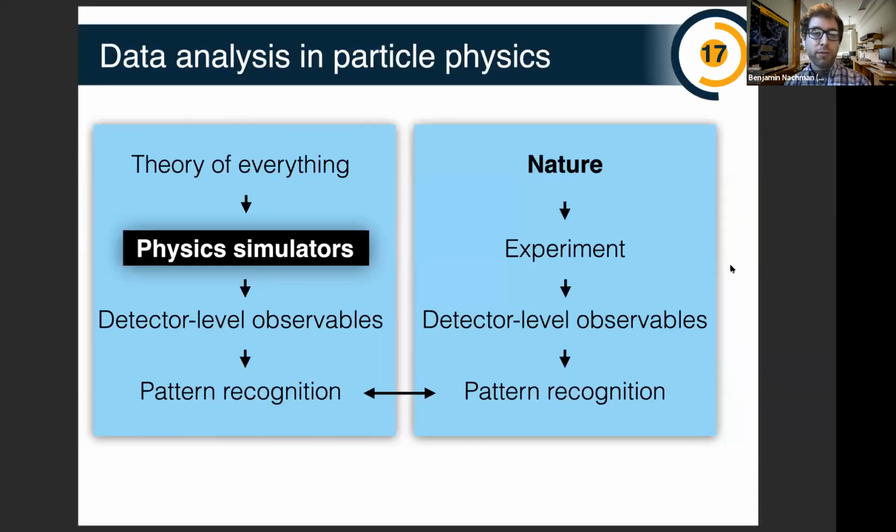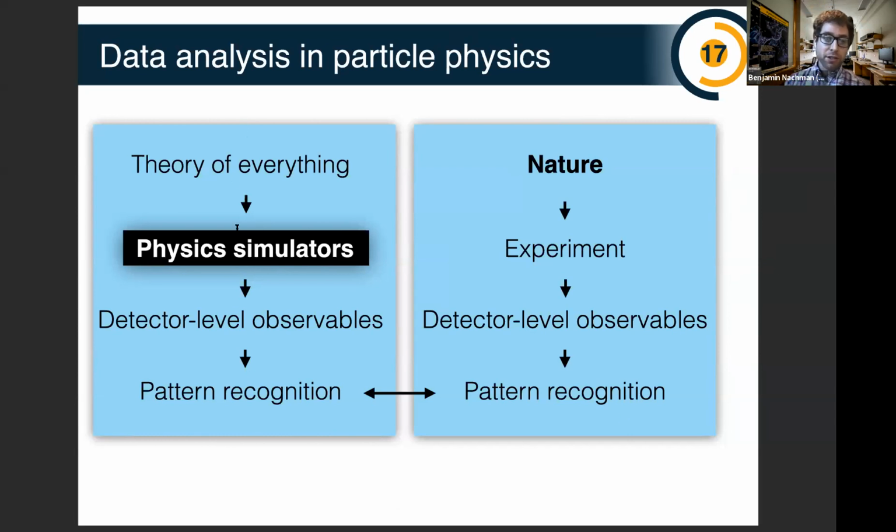Okay, so roughly speaking, data analysis in particle physics has the following structure. We ultimately want to do inference about nature, and so we have two parallel streams: the experimental stream on the right and the theoretical stream on the left. Obviously there's nature. We build experiments to observe nature, and then we identify some observables that we can use to do some dimensionality reduction and then infer something to be able to do our downstream analysis.